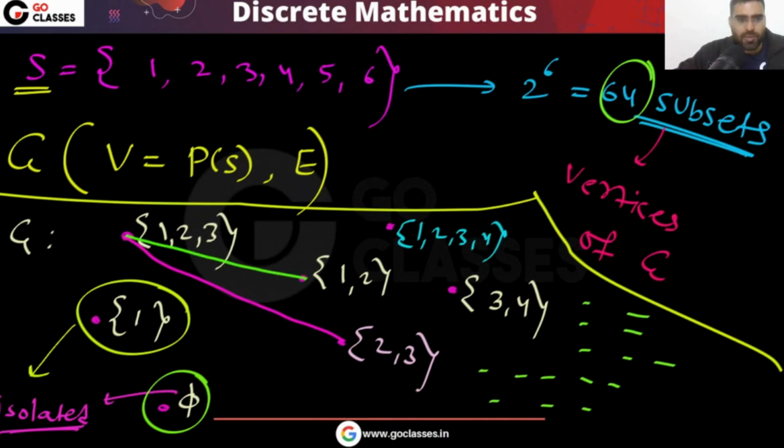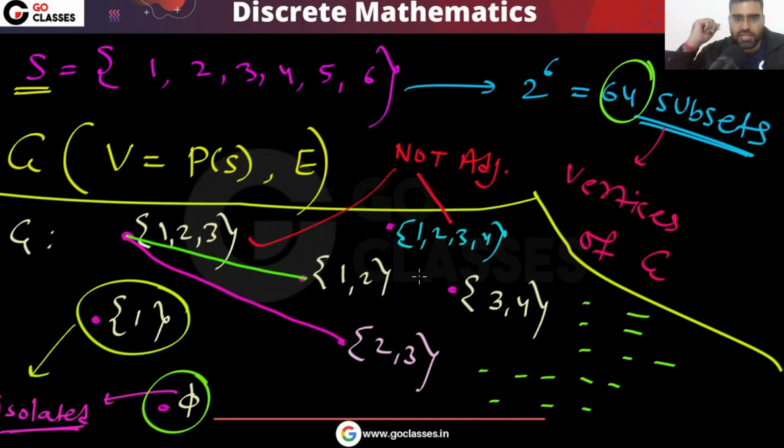What about 1, 2, 3 and 1, 2, 3, 4? What about these? These will be not adjacent. Yes or no? Like this and this. Look at these two. They are not adjacent. Correct? Because they have three common elements. 1, 2, 3, 1, 2, 3, 4. They have three common elements. So they are not adjacent. Correct? These are not adjacent. Okay.